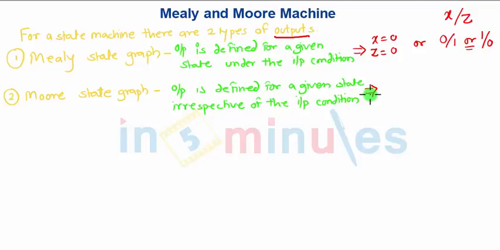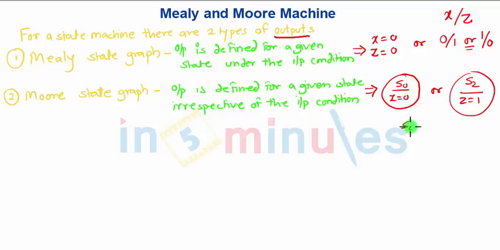Why? Because output is along with the state. Such as for state S0, output is defined as z is equal to 0. Meaning whatever the input conditions are, whether x is equal to 0 or x is equal to 1, if it is going to remain in S0 state, output will be 0. Or you can define as for S2, output z is equal to 1. Or simply you can write it down as S0 by 0 or S2 by 1. So depending on these outputs, the state machines are divided into two sections, Mealy and Moore.